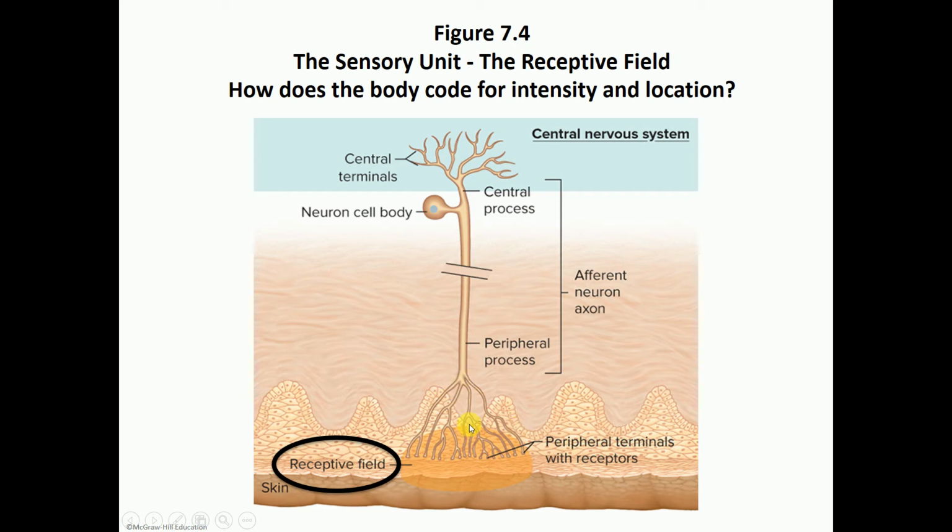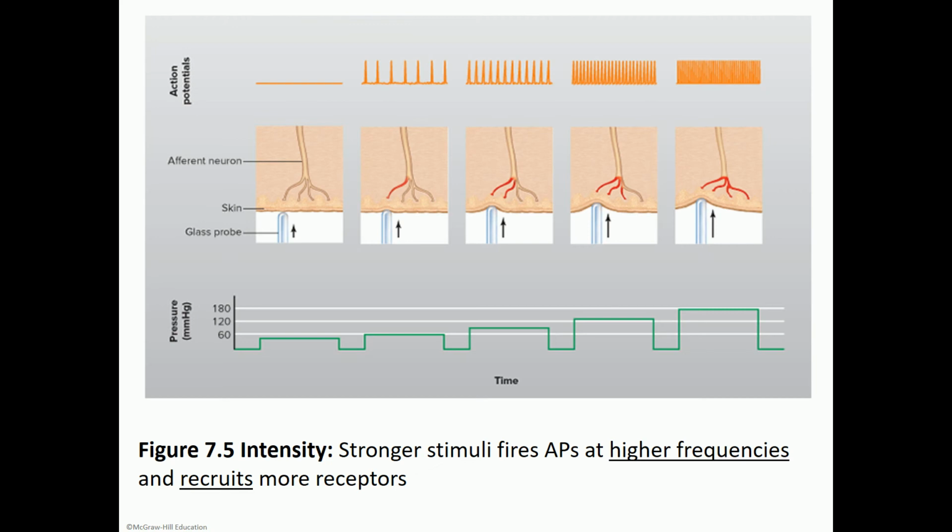At the end of the axon, you see it branching off, and all of these are the axon terminals with the little receptors at the tips. All of that would be considered the receptive field. So if you stimulate any part of that skin, that would lead to an action potential in this particular neuron. Now again, how do we code for the intensity and location? That's what we will be talking about in the next slides.